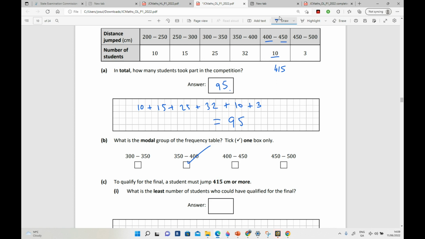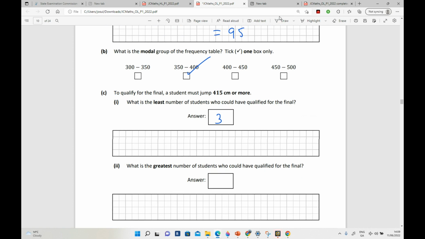We know for sure that these people jumped it because it's 450 or more. But these ones we can't be 100% sure because we've just got the single value here, or the range. We don't have the individual values. So the least is actually only 3, these people here. It's possible that all of these people only jump 400, 401, 402, etc. Anything under 415. So the least is 3.